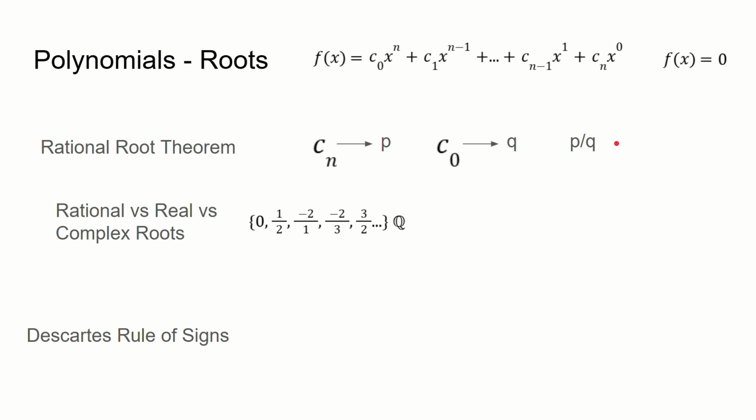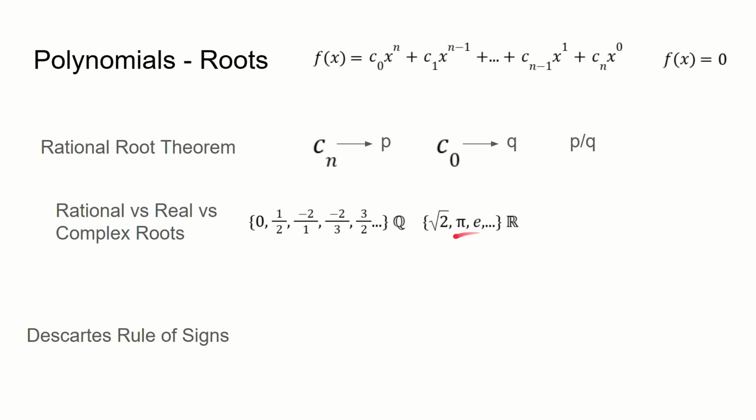Now more about rational, real, and complex roots. Rational numbers are these, so any integer divided by any other integer, with the exception of dividing by 0. Then real numbers is just any number in general. Something to note is the square root of 2 could be a solution with integer coefficients, but pi and e are something called transcendental numbers.